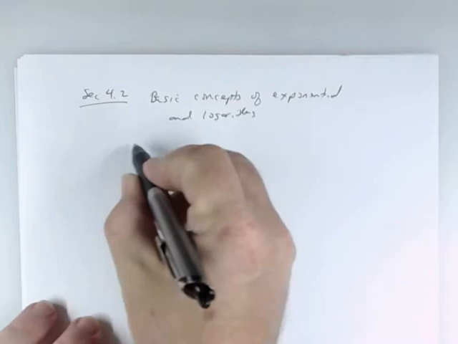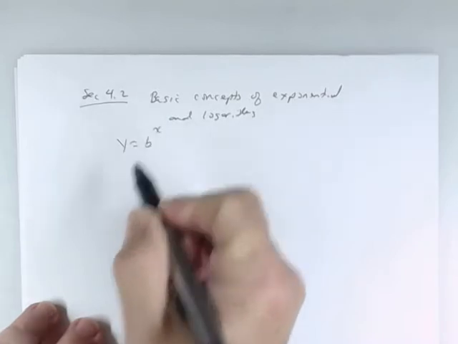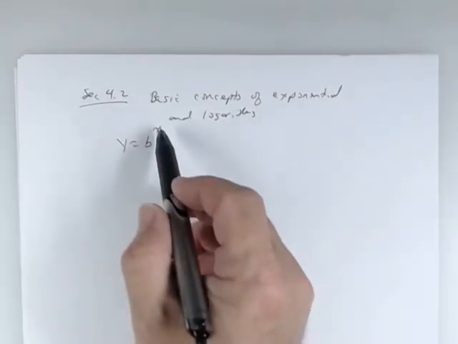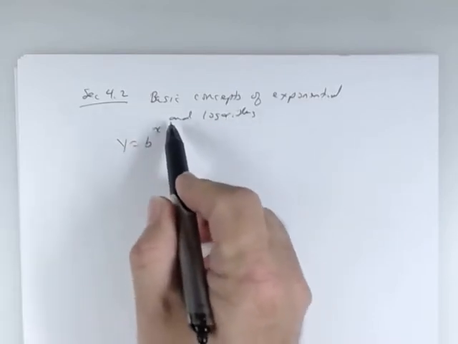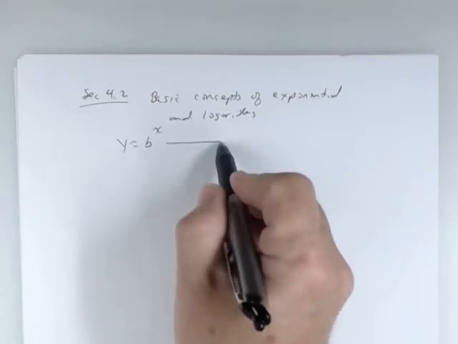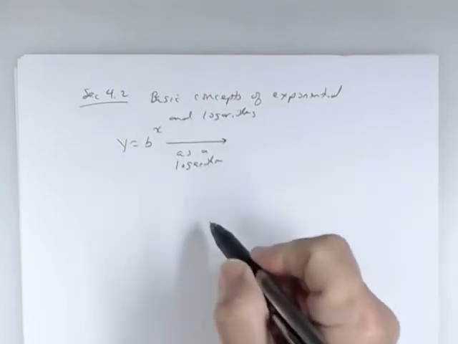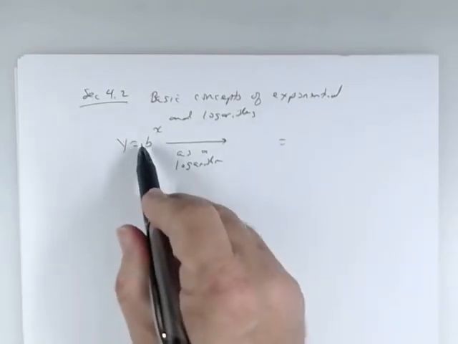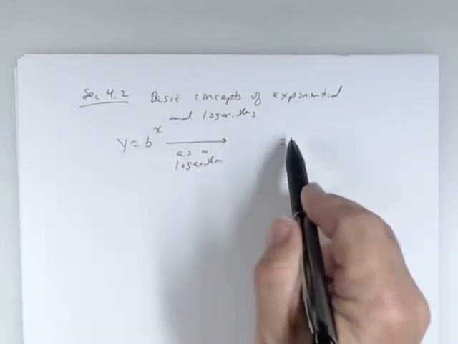So if you have something like y equals b to the x, remember that's an exponential, right? Y equals b to the x. A logarithm is nothing but an exponent. A logarithm is an exponent. So I can write this exponential as a logarithm, and this is how it looks. So you have an equal sign because you have an equal sign here. So I'm going to rewrite this exponential function as a log function.